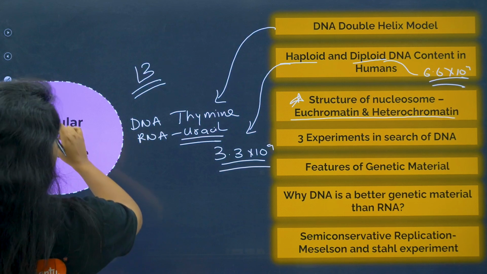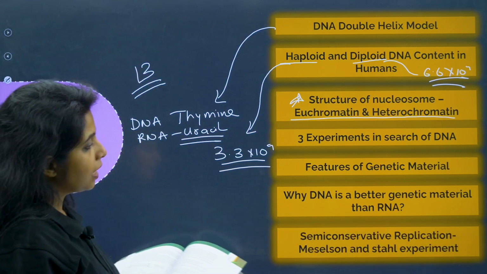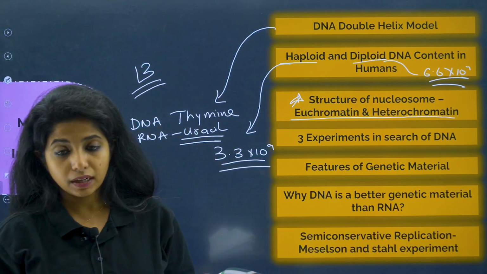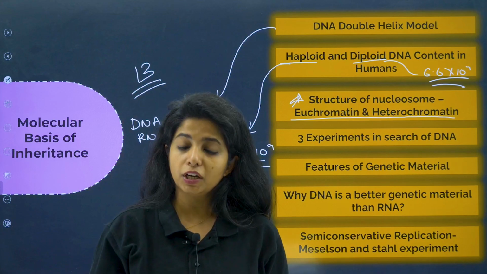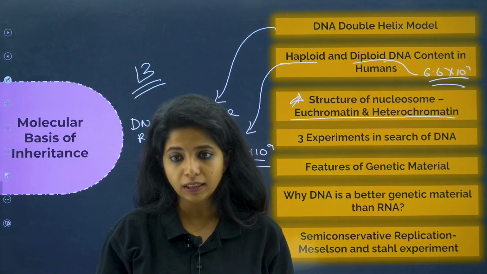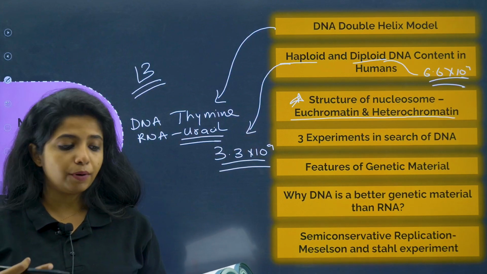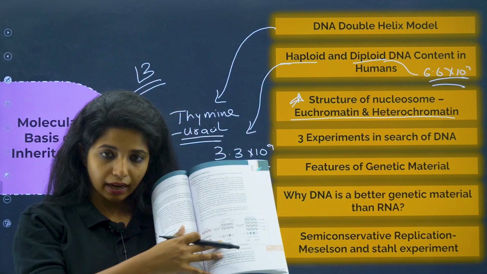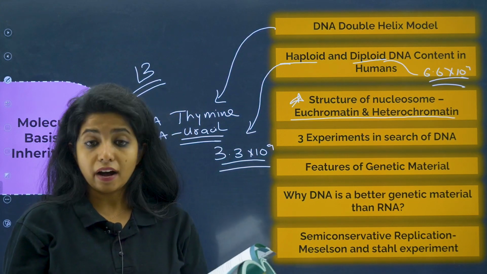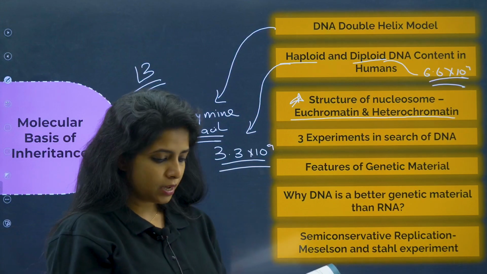Now we have the semi-conservative replication method and the Meselson and Stahl experiment which is given. So semi-conservative replication method, who gave it? It was Watson and Crick only. And Meselson and Stahl basically gave an experimental proof to it. So you have to go through the entire thing. You might be asked to explain it. So that is there.